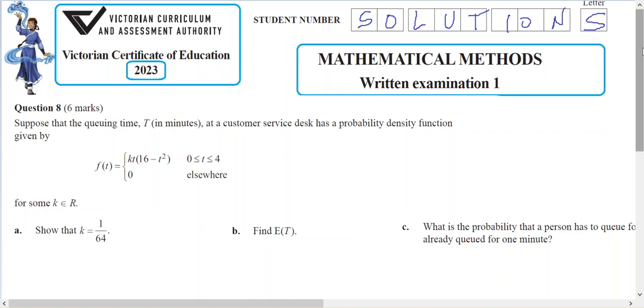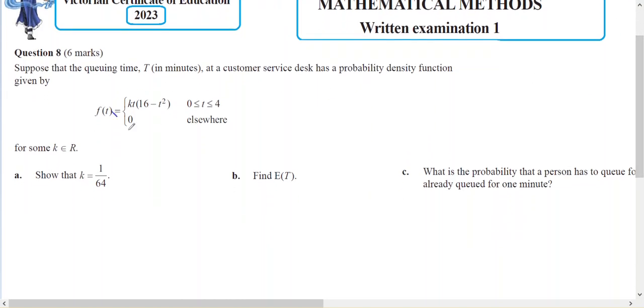So question number 8 is a probability question, and we're using a continuous random variable. And I know that from 0 to 4, the area under the curve will have to equal 1. So I'm going to use that to show that k equals 1 on 64. Okay, so I know that 1 will equal the integral of k t times 16 minus t squared dt, going from 0 to 4.